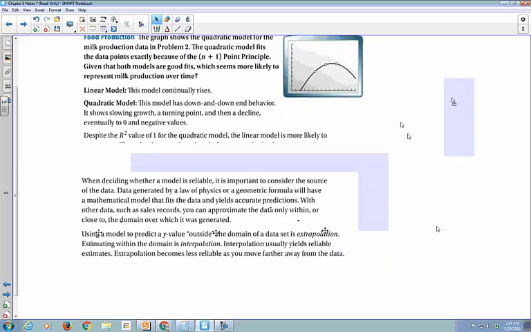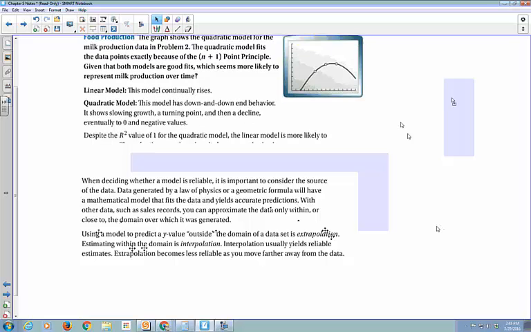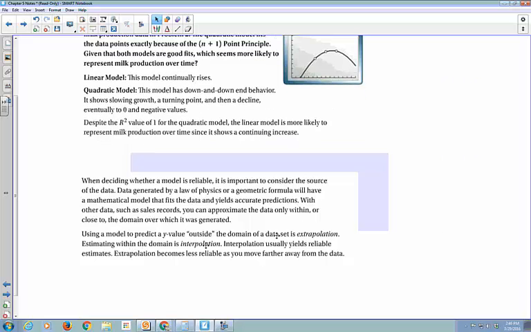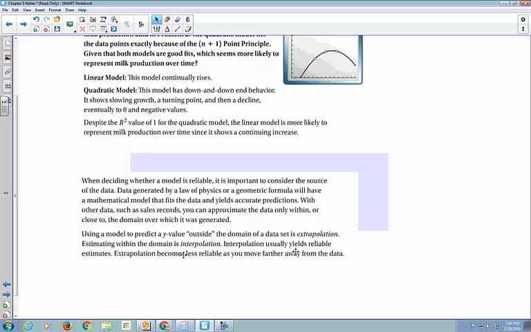If you get something way out here, it's not going to give you as accurate information. Using a model to predict the y value outside the domain of a data set is extrapolation. Estimating within the domain is interpolation. Interpolation usually yields reliable estimates. Extrapolation becomes less reliable as you move on, and that is the highlighted information. So make sure you write down this paragraph right here.